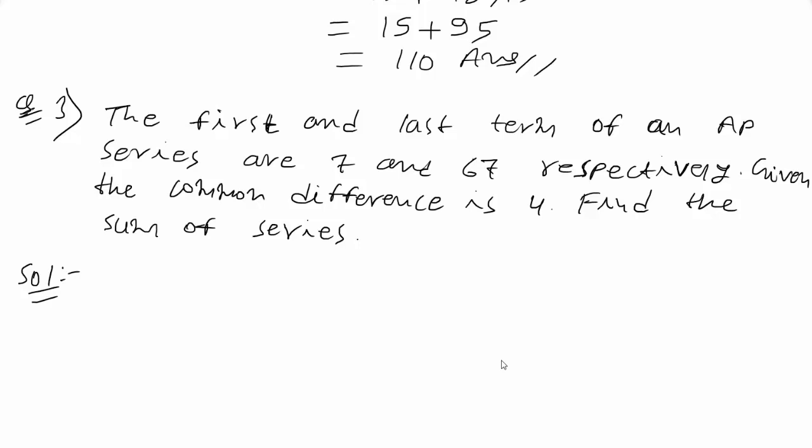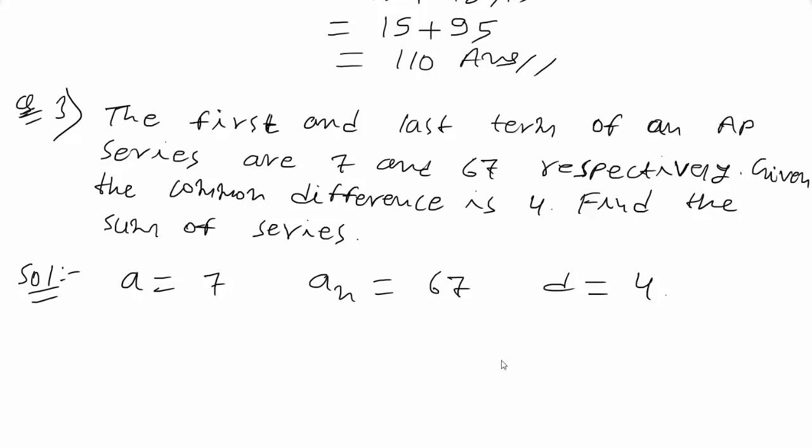Here they have given us the first term and the last term. So first term a is 7. We will write the entire sentence: first term (a) = 7. Okay. And the last term, which is a_n, is 67. We don't know how many terms are there. Common difference is also given. So common difference is 4. You will write again: common difference (d) = 4.